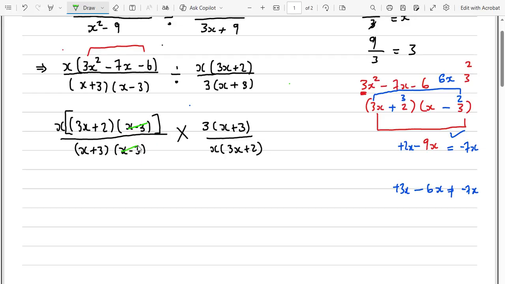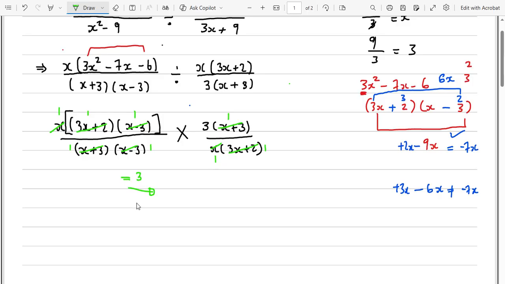x - 3 cancel. 3x + 2 is on top, 3x + 2 is on bottom. They cancel. x + 3 on bottom, x + 3 on top. They cancel. x on bottom, x on top. They cancel. Therefore, we are just left with 3, because everywhere you cancel, you put 1. Then you multiply. It's like saying 1 times 1 times 1 over 1 times 1 times 1 times 3 times 1. You see, the answer is just 3. And that's your final answer.